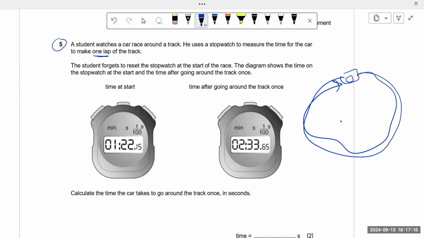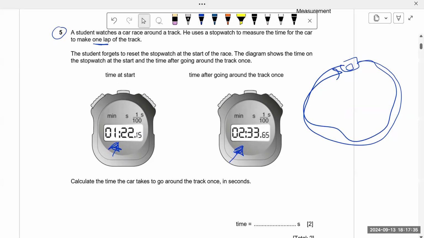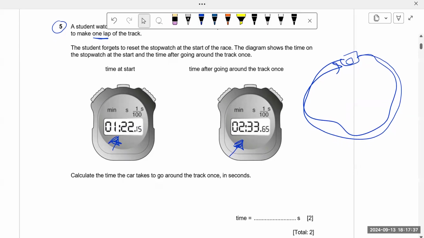Okay. The student forgets to reset the stopwatch at the start of the race. معنى كده إن هو لما بدأ ما بدأش عند زيرو. Okay. The diagram shows the time on the stopwatch at the start and the time after going around the track once. يبقى هو لما بدأ بالرقم ده بالتايم ده ولما خلص بالتايم ده. طيب يبقى how much time did the car take for one lap? So this number or this time minus this time.